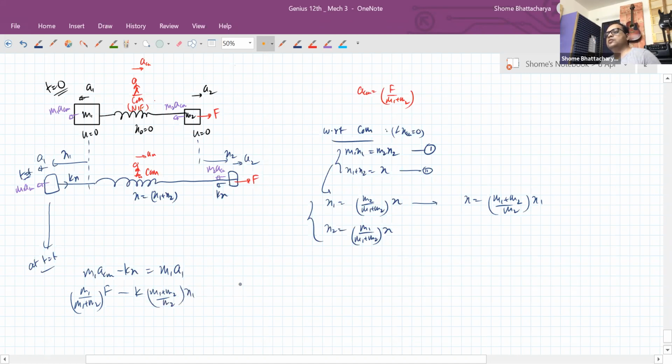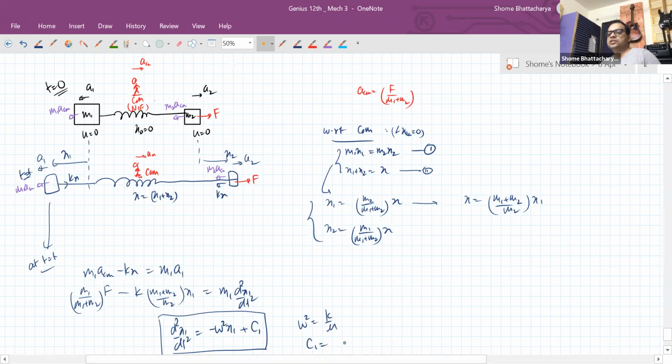Is equal to m1 d2 x1 by dt square. So you can see now that d2 x1 by dt square is equal to minus omega square x1 plus some constant c1, let's say. It is that type of equation, where omega square you can see is k by mu, and that c1 you can see is f upon m1 plus m2.